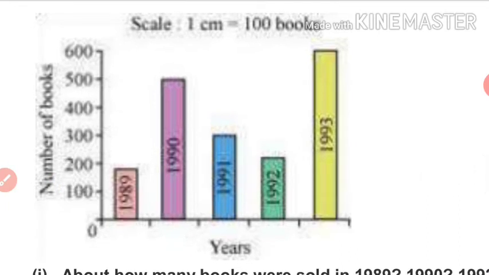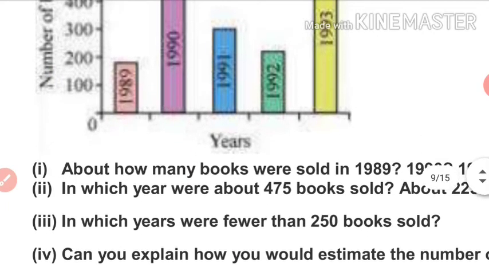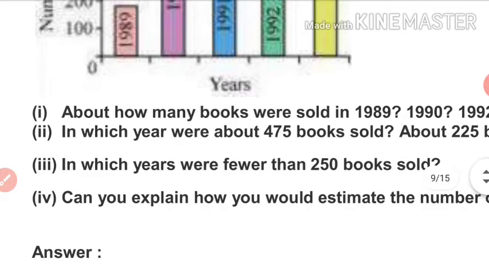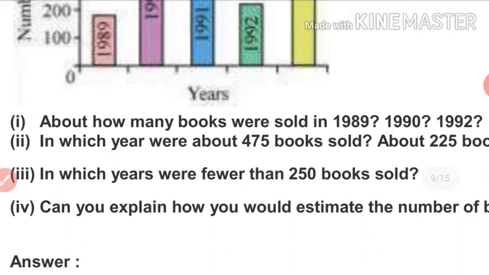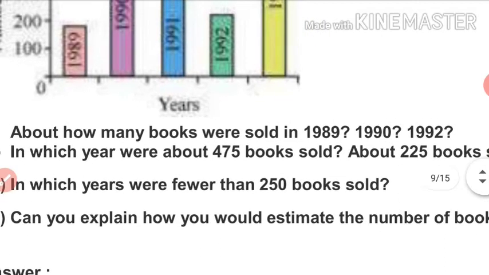You can see this graph. Now you have to answer the following. So question number 1 is given. About how many books were sold in 1989, 1990 and 1992? You have to give the answer. In 1989 how many books were sold, in 1990 how many books were sold, and in 1992 how many books were sold. You have to see from the graph.